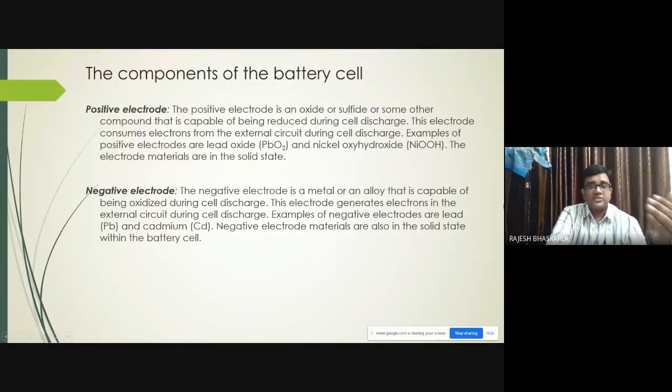Now we have finished what is a positive electrode and a negative electrode. At the positive electrode reduction happens and at the negative electrode oxidation happens during discharge. We are not talking about charging. We are talking about discharge, that means the actual use of the battery.